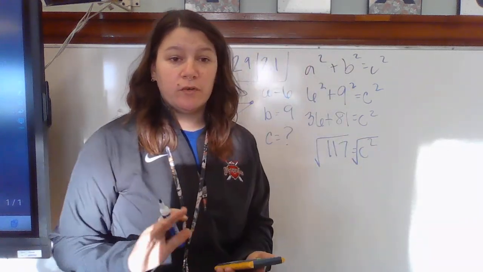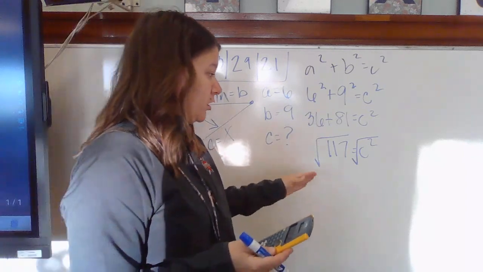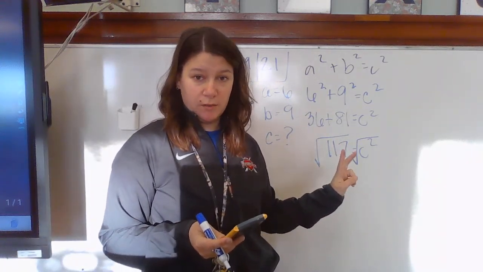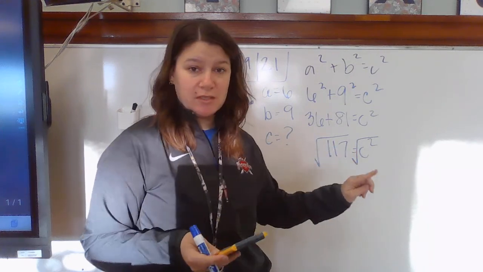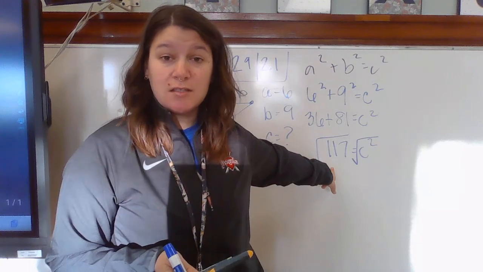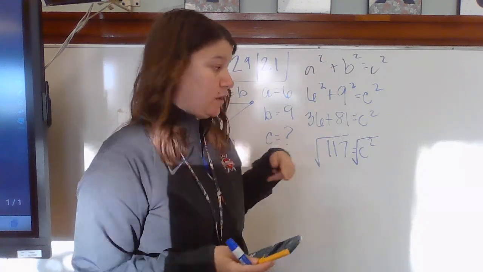Now, we have been over a million times how to do this in your calculator, but I just want you to think about 117 is between two perfect squares, 100 and 121. Their square roots are 10 and 11, which means that the square root of 117 is going to be between 10 and 11, and it's closer to 11 because this is closer to 121.